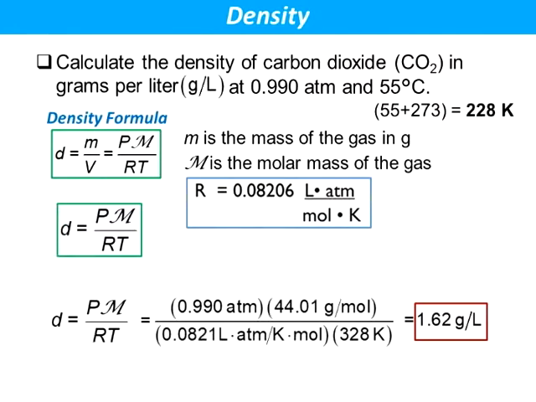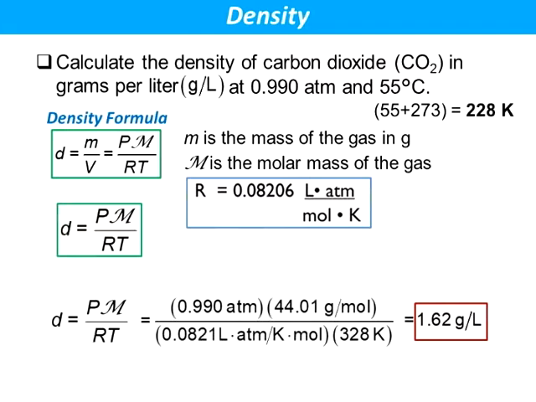Let's do a density problem. Calculate the density of carbon dioxide in grams per liter at 0.990 atmosphere and 55 degrees C. We take the density formula, which we show you here: mass over volume equals pressure times molar mass divided by RT, where R is the universal gas constant.